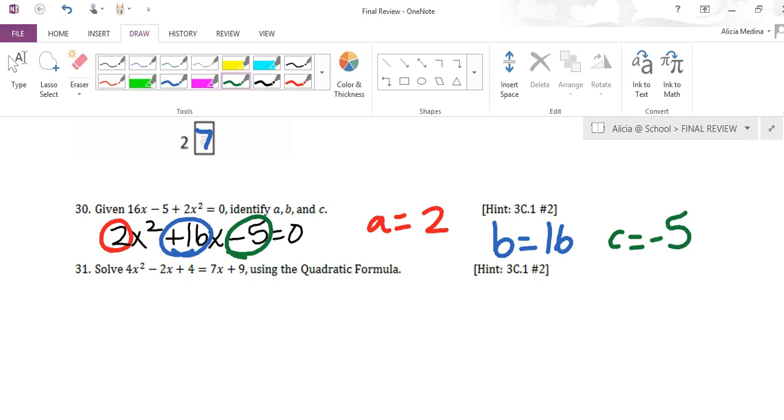Alright, number 31 asks us to solve and use the quadratic formula. So what we have to do here is get everything over to one side.